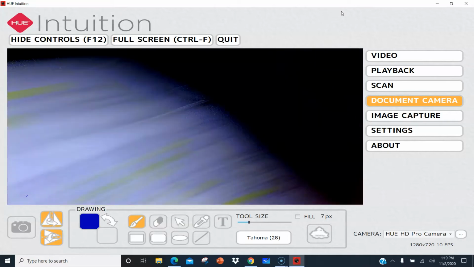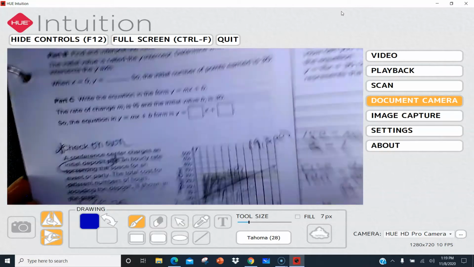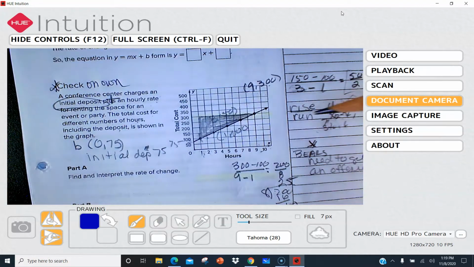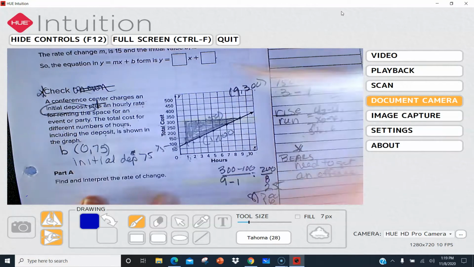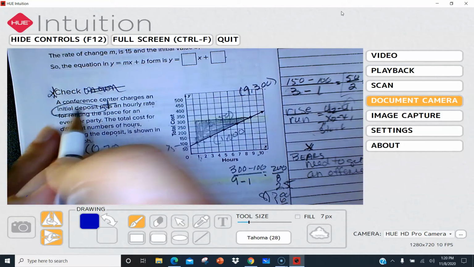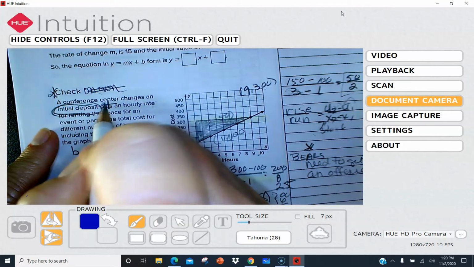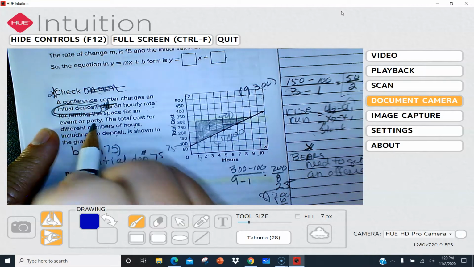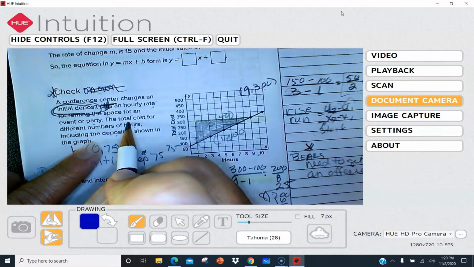We'll skip over this next problem because it looks stupid to me. Okay, so let's go ahead and check. We'll do the check right here on our own. Actually, I lied. We'll do it together. With this check, a conference center charges an initial deposit, plus an hourly rate for renting the space for an event or party. The total cost of the different numbers is shown.